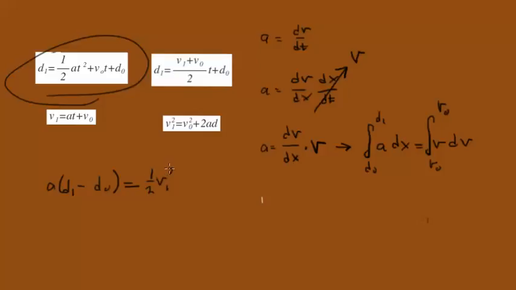1/2 v1 squared minus 1/2 v naught squared. Multiply both sides by 2. And here, I'm just going to rewrite this as delta x, our change in position. v1 squared minus v naught squared. We multiplied both sides by 2. And finally, we are left with this: 2 times the acceleration times the change in position.